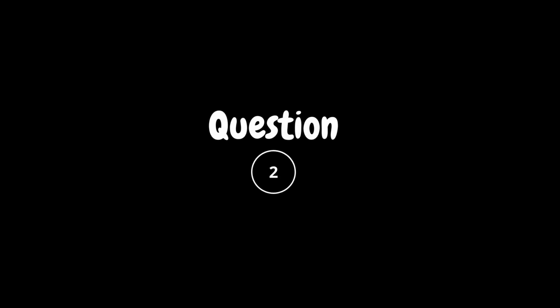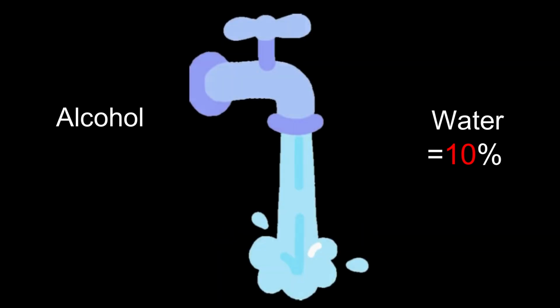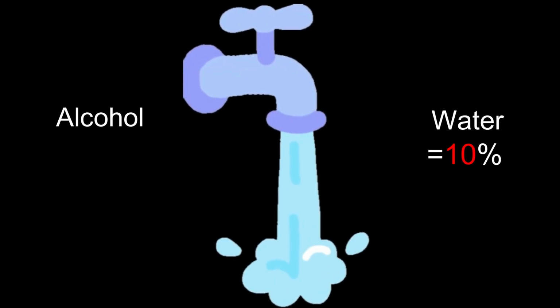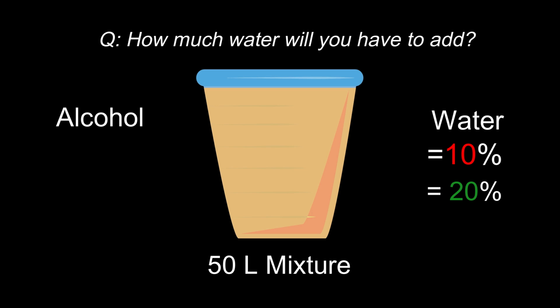Let me ask you the second question now. Let's say there's a container which contains 50 liters of a mixture of alcohol and water such that water is 10% of the mixture. Now you have to add some amount of water such that water constitutes 20% of the mixture. How much water will you be required to add?